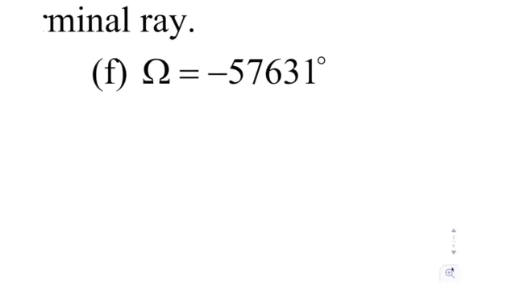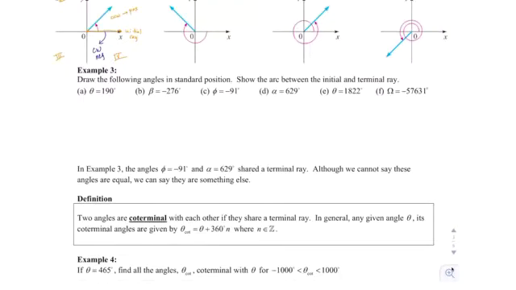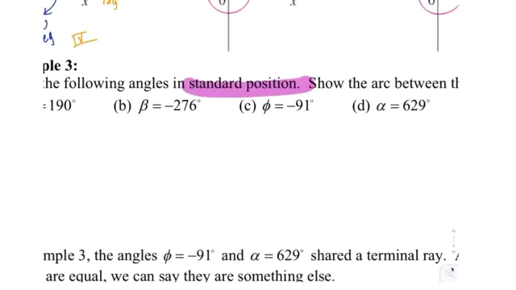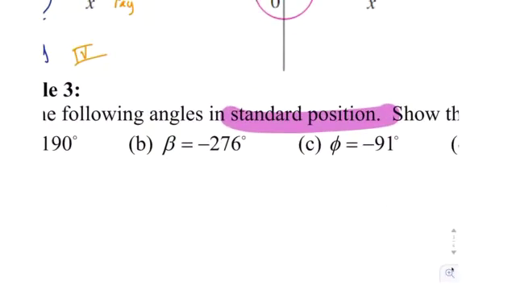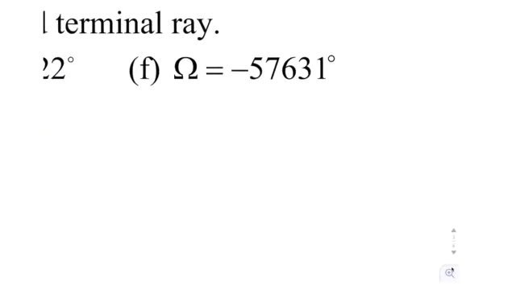All right, so y'all did example 3, and y'all remember how to do example F? Let's just go over example F together, okay, since I'm here live. It says draw the following angles in standard position. What does standard position mean? Initial ray on the positive x-axis, okay? Show the arc between the initial ray and the terminal ray. So this is just a Greek letter that we use to signify some angle measure. And we know it's an angle because there's a degree symbol up here, right?